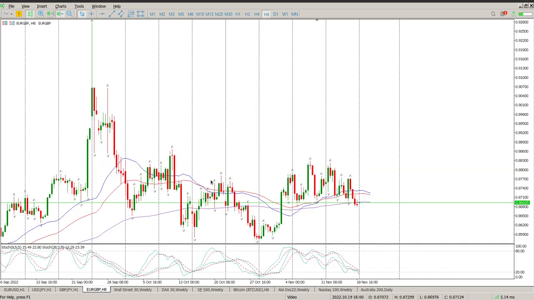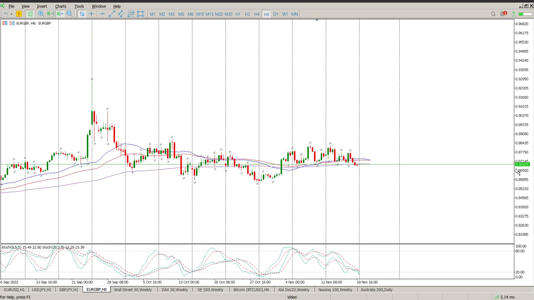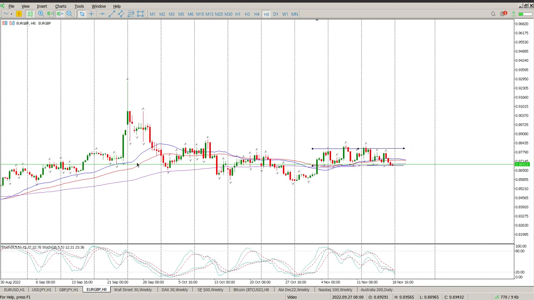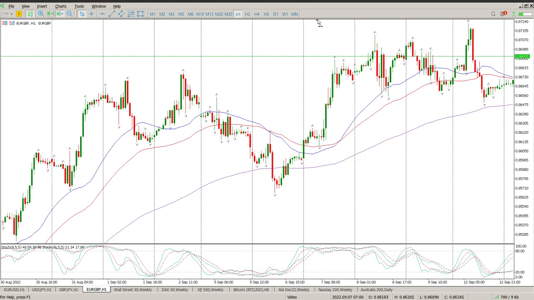Moving on to Euro British Pound, and this is really messy. We've got a fairly strong channel here, and ultimately we need to break through this channel one way or another. We have been going sideways for so many weeks now. Let's see, since the 5th of October, we've just been going sideways. So could be more of the same, or we could be brewing for something.